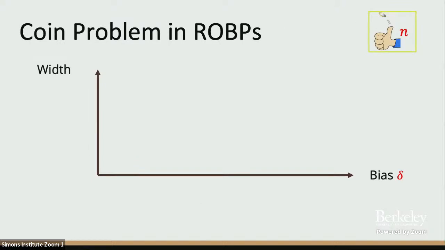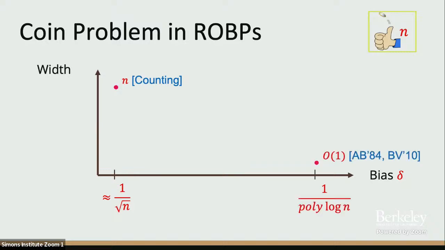Okay, so what is known for the point problem in ROBPs? So counting works, as we saw before. Counting works whenever the bias is greater than 1 by square root n, and this corresponds to a width n read-once branching program. And then by various constructions, it can be shown that even constant width read-once branching programs suffice to detect biases of 1 by polylog n.